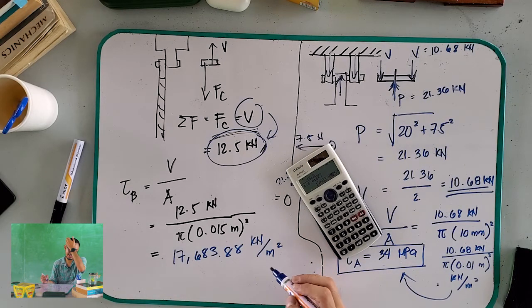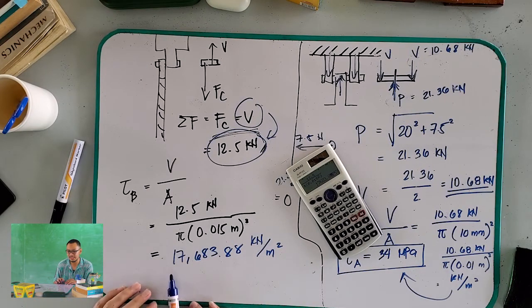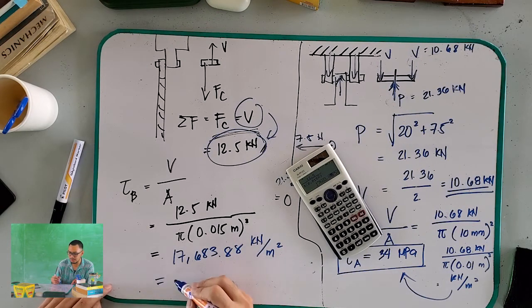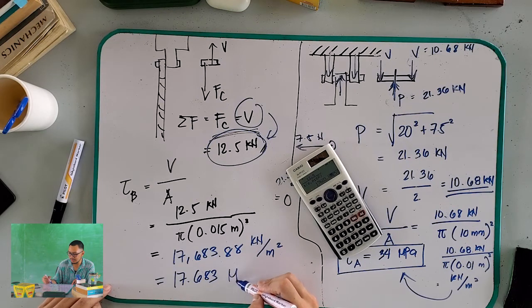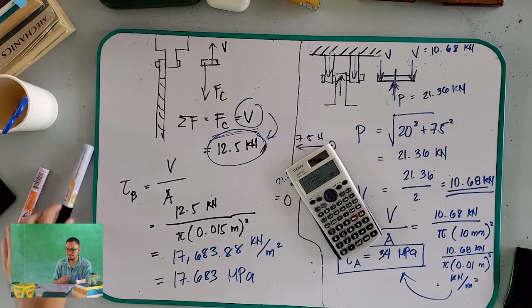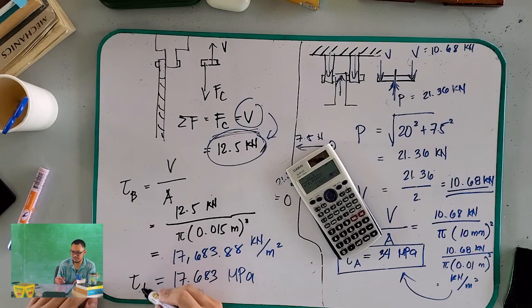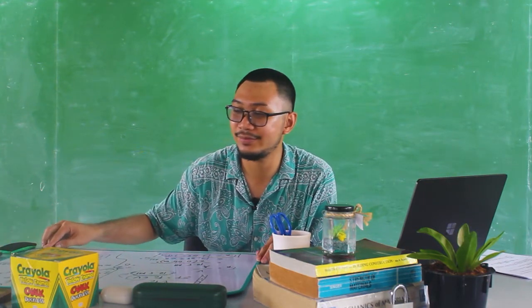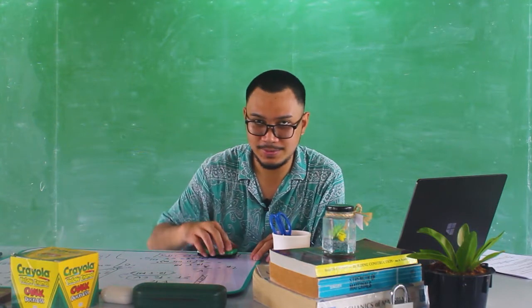So what is this? It is in kilonewtons, so we multiply by 1,000 and it reaches 17 million. And we all know that 17 million is 17.683 megapascal. Okay? So, these are the answers of the problem. Well, it's long, but yes, this is strength of materials, so expect long problems.